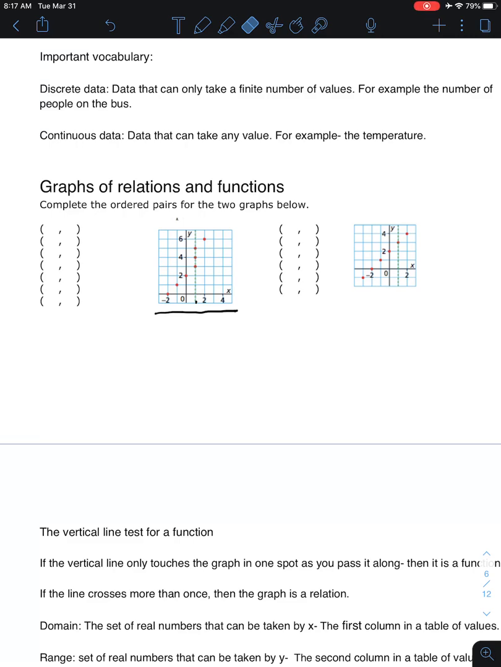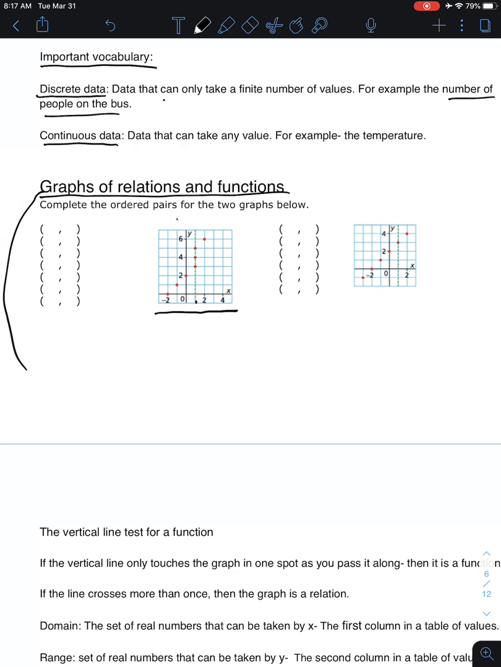Okay, so today's lesson is on graphs of relations and functions. And before we start with looking at these two graphs down here, I wanted to just review some important vocabulary from a previous lesson on discrete data and continuous data. So discrete data are data that can only take a finite number of values. And my example here is the number of people on the bus.